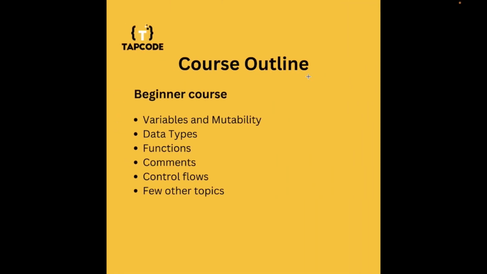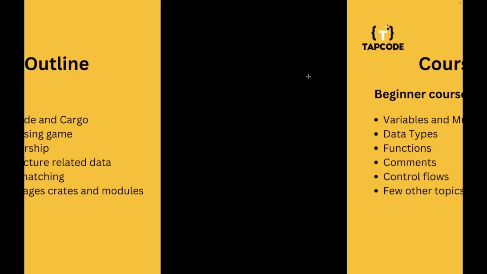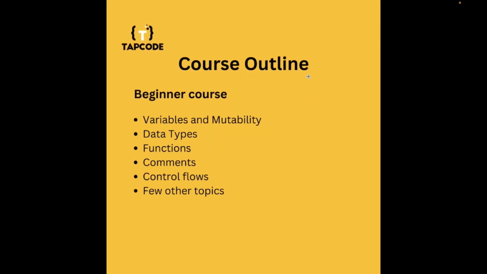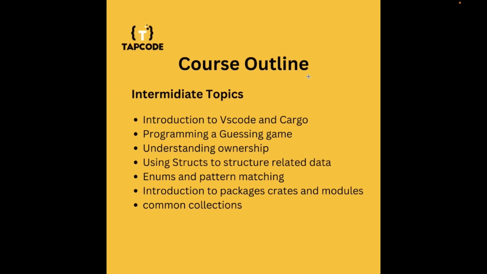So moving forward, I have an outline of how this course will go. It's going to go in three stages. First, we're going to start with the beginner course where we're going to discuss variables, mutability, data types, functions, comments, control flows, and a few other topics. Then we're going to move into the intermediate topics where we'll discuss the introduction to VS Code and Cargo.